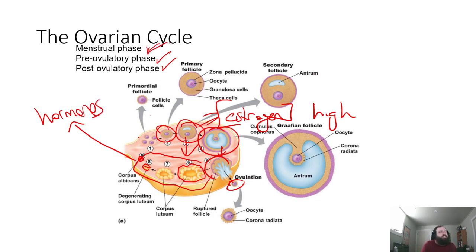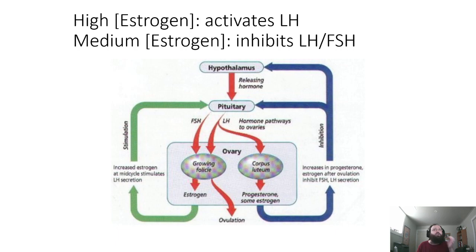So in the menstrual phase, you have no hormonal signal at all. In the pre-ovulatory phase, the signal is estrogen coming from the growing follicle. And in the post-ovulatory phase, you get estrogen, progesterone, relaxin, and inhibin from the corpus luteum. Once the corpus luteum degenerates into the corpus albicans, no hormones are being secreted, and that's what causes the onset of the menstrual phase.